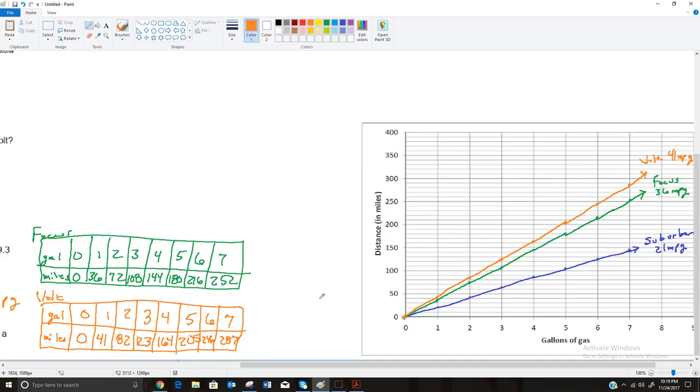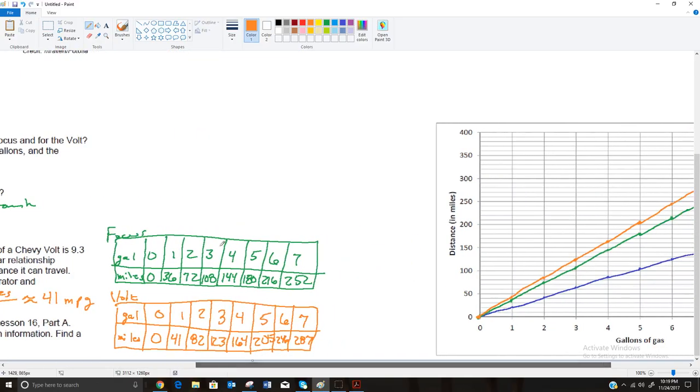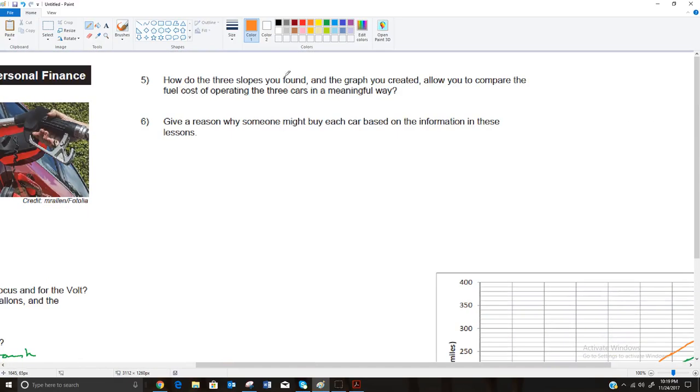So our kind of follow-up questions here ask us, how do the three slopes you found in the graph you created allow you to compare the fuel cost of operating the three cars in a meaningful way? So when we're looking at these, a steeper slope, like the orange and the green lines, so the steeper the slope, the better the miles per gallon. You could also think of it in a little bit more concrete way.